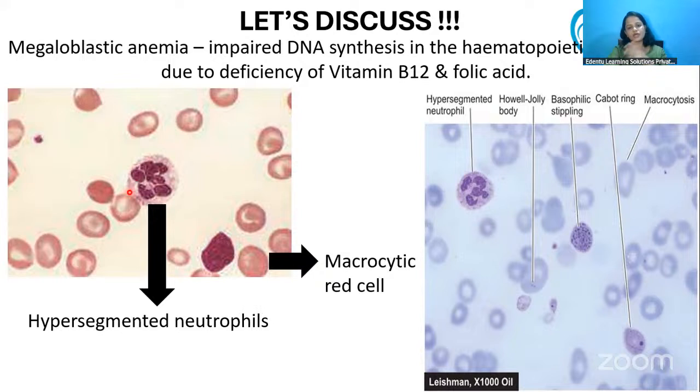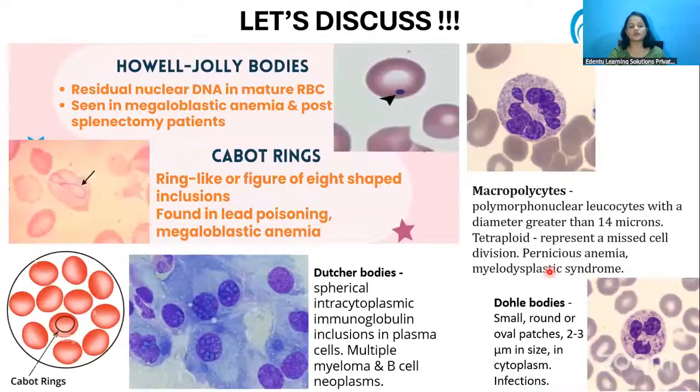Now let's look at how the RBC will appear in megaloblastic anemia. The RBC will usually be very big, just like the name suggests, megaloblast, a mega size, and hyperchromatic, with increased red color. There are also special bodies present, called Howell-Jolly bodies, and Cabot rings will also be present. Let's have a look at what these Howell-Jolly bodies and Cabot rings are.